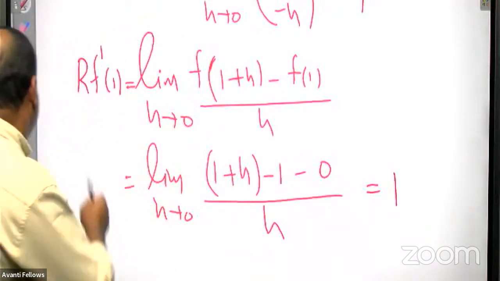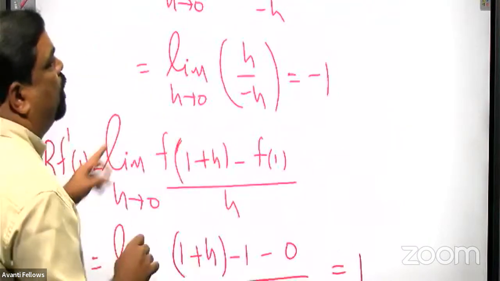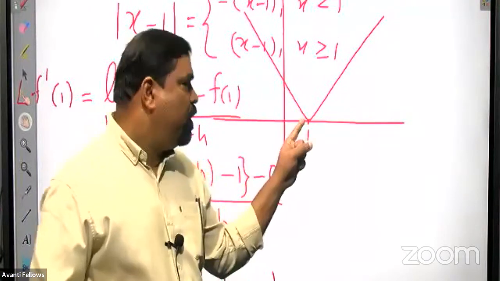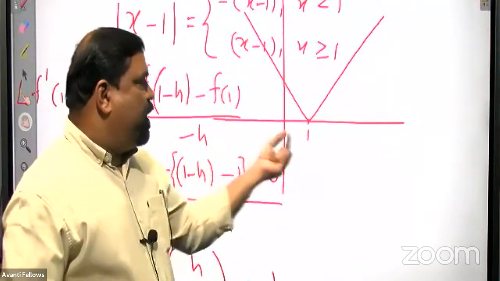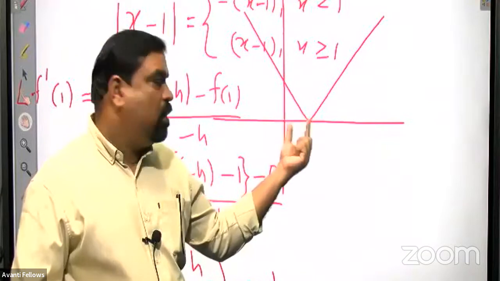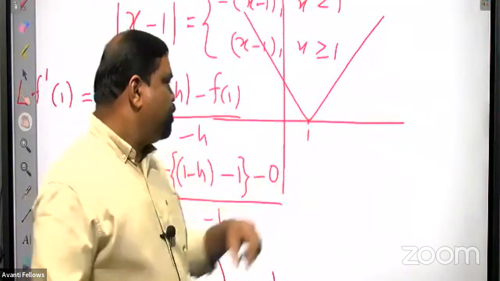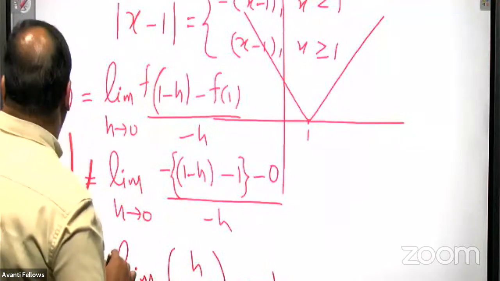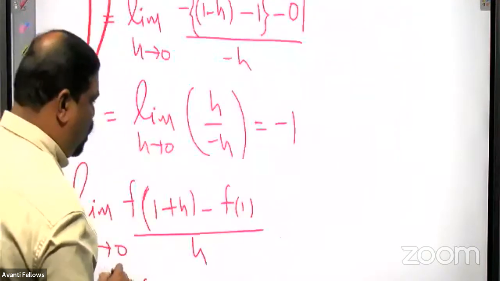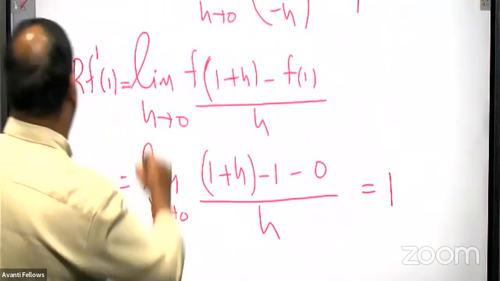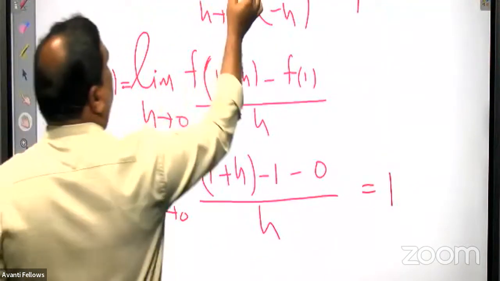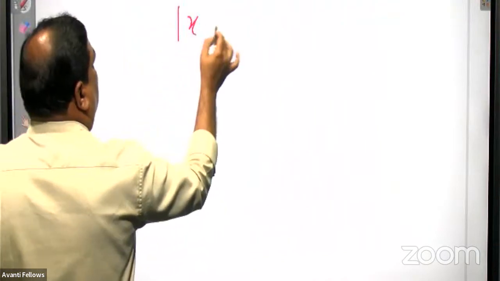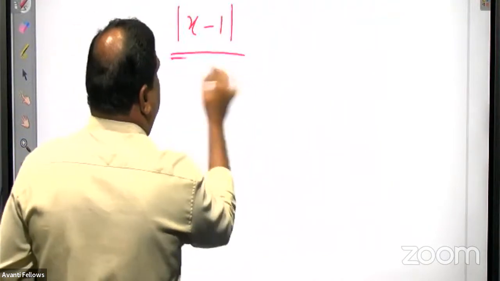So graphically also it is very clear. I already told you. Very clearly at the point 1, we can observe a sharp edge at the point 1. Okay. So that's why it is not differentiable at the point 1. Okay. Similarly, you can prove mod x minus 2, mod x minus 3 like that.